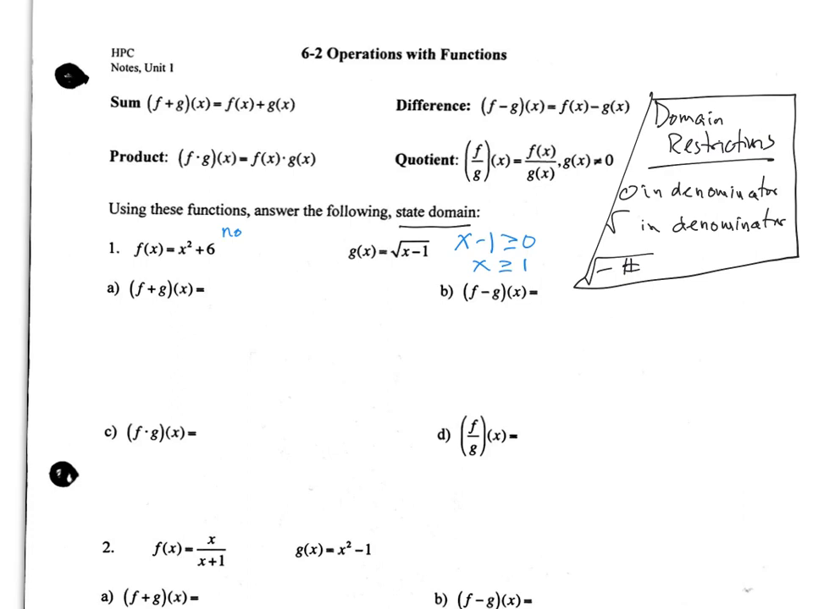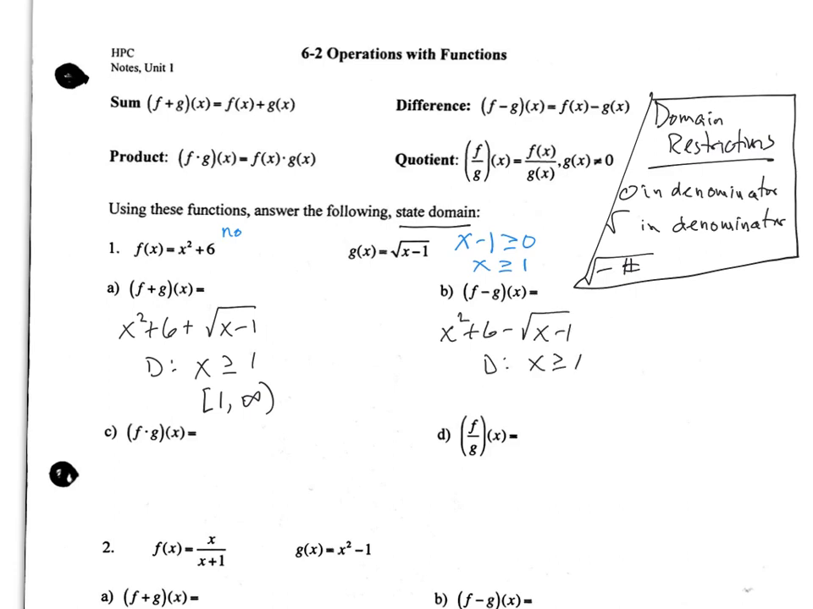So when we add these, there's not much here to add, so we'll just add this up, x squared plus x plus the radical, and our domain is x is greater than or equal to 1. If you'd like to write this in interval notation, feel free to do that. You don't have to do both. Subtracting would be the same. And of course, our domain is still the same.